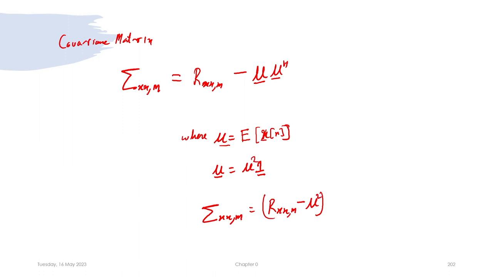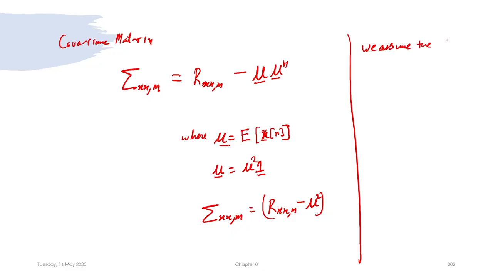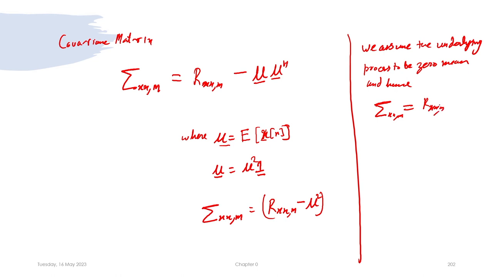So in general for all the random processes that we will consider in this course, we assume the underlying process to be zero mean without loss of generality, and hence sigma xx m equals rxx m. And since the underlying process is zero mean, we will use the terms correlation matrix and covariance matrix interchangeably. So that is all for this lecture.